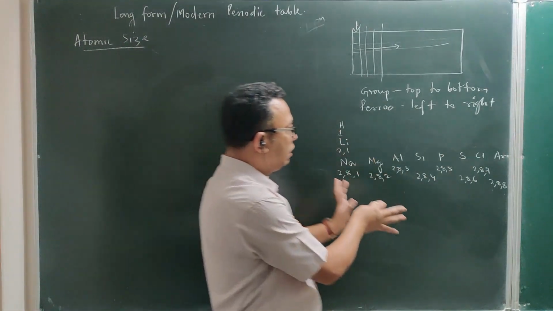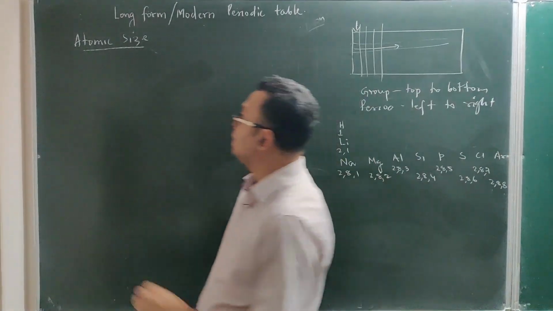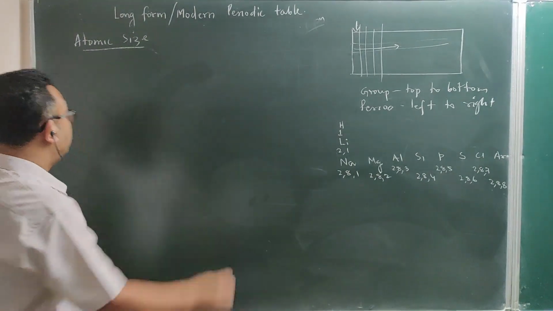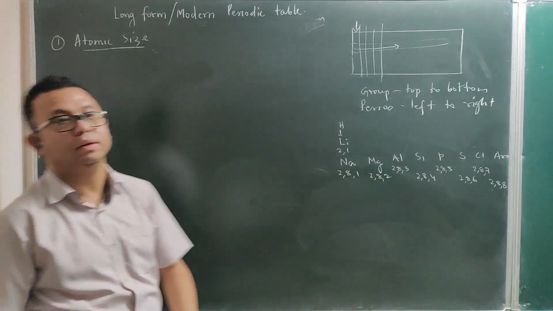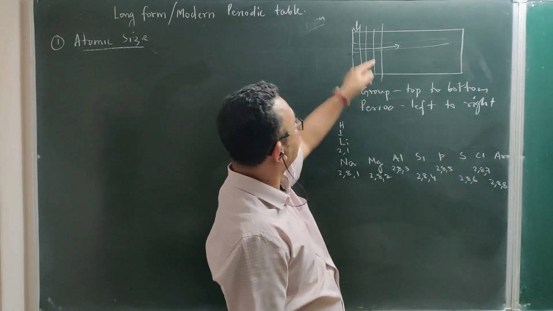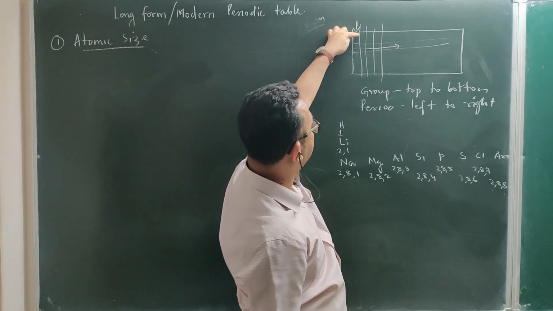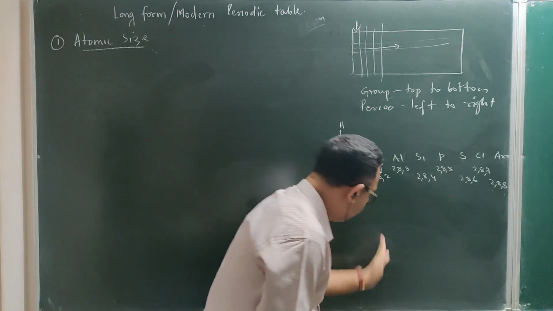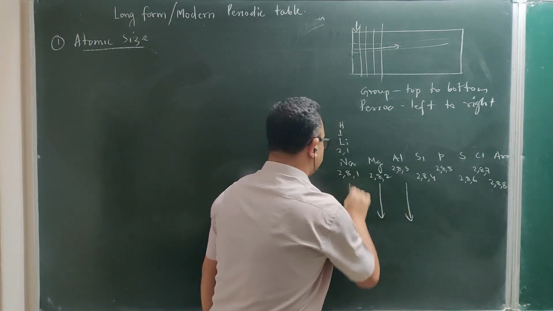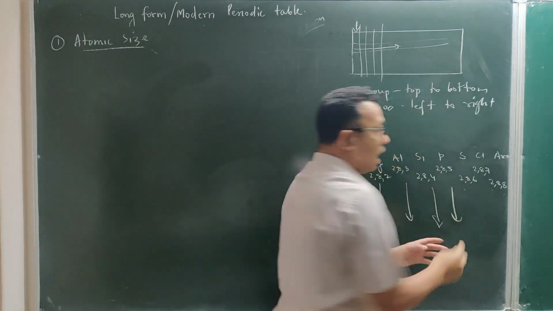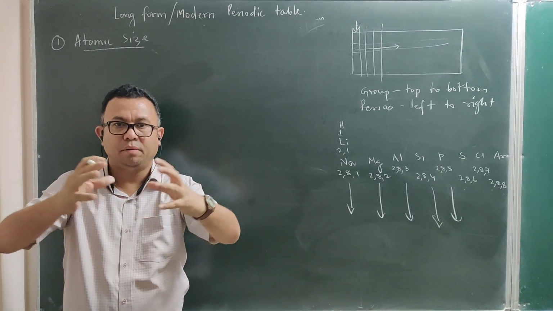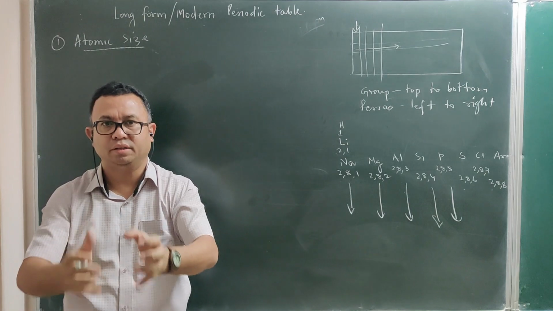Now let us start with the first property change. I'm going to discuss 6 of them, starting with the first one, atomic size. As you go from top to bottom in a group, gradually, hydrogen, lithium, sodium, or here magnesium, and so on, as you move downwards in each group, what happens to the size of an atom? Atomic size means the size of an atom. Are the atoms becoming bigger and bigger, smaller and smaller, or remaining the same?